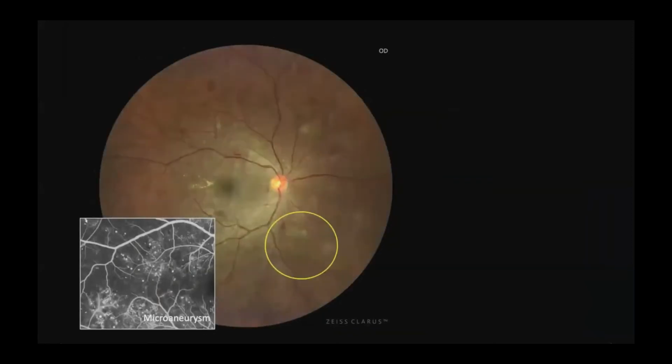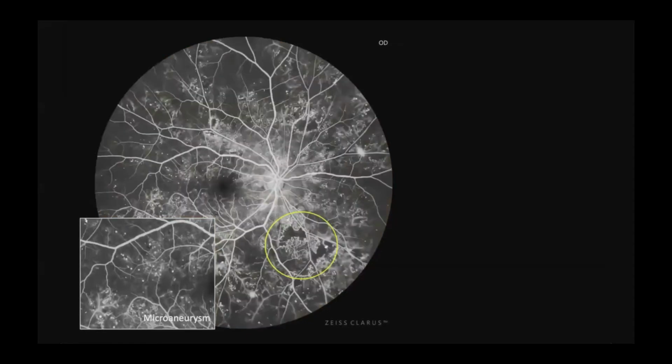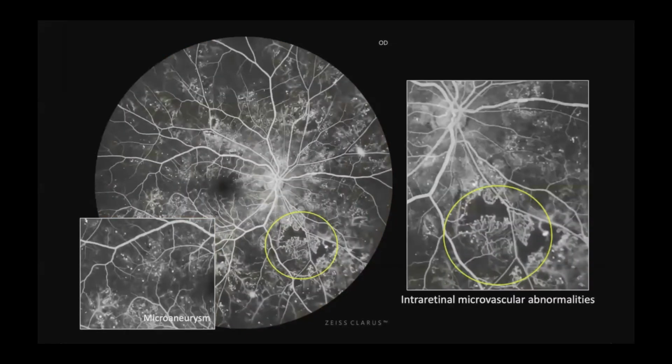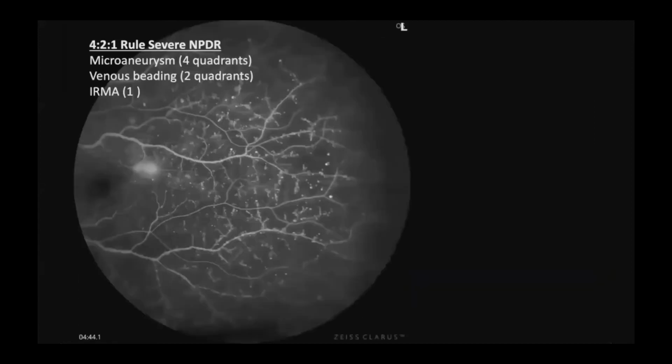A more subtle finding, localized here inferonasally, is a collection of blood vessels, and this is called an intraretinal microvascular abnormality, or IRMA. These are shunt vessels appearing as abnormal branching or dilation of the existing capillaries, and this represents new growth versus possible remodeling of the existing capillary bed. Unlike neovascularization, this new growth is contained within the intraretinal layers and typically doesn't leak on angiography, which is what we see here.